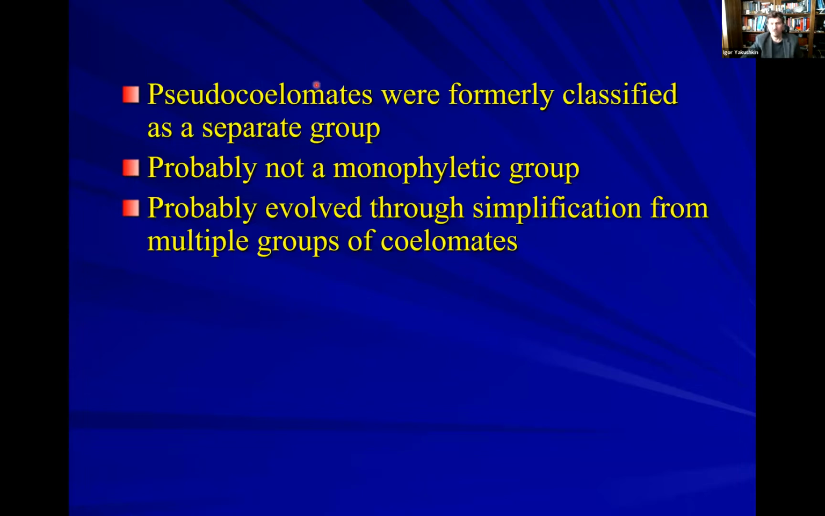So pseudocoelomates were formerly classified as a separate group. We're keeping it as is, though it's probably not a monophyletic group. Many of them are parasites, so we think that it probably was simplification. At some point of time, the ancestors of the modern pseudocoelomates had a true cavity, but then they simplified the development. As a result, they ended up in a group known as the pseudocoelomates.